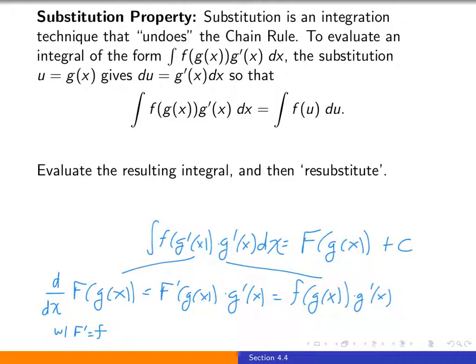A very important observation here is that when you're using a substitution, you start off with your first integral only involving the variable x, and your second integral only involves the variable u. There's no middle ground here. We can't mix the x's and the u's. We go from all x's to all u's. We evaluate, and then we resubstitute. And we'll see precisely in a moment what I mean by resubstitute.